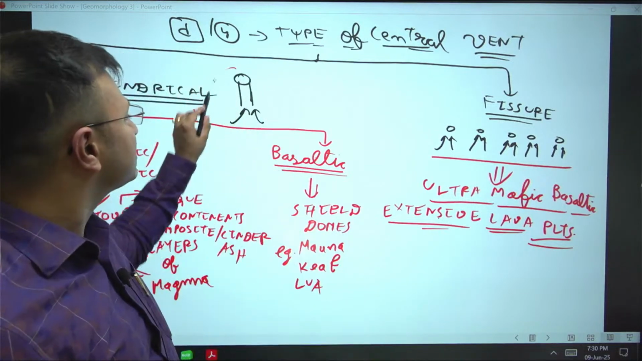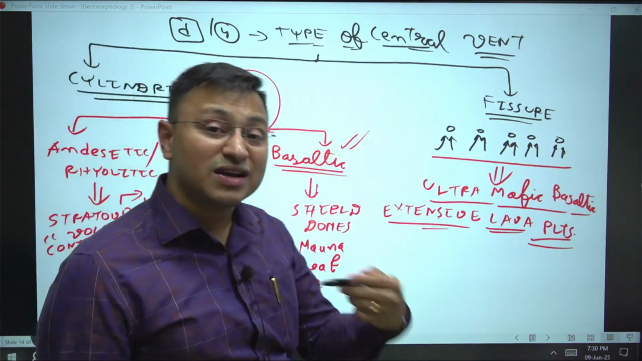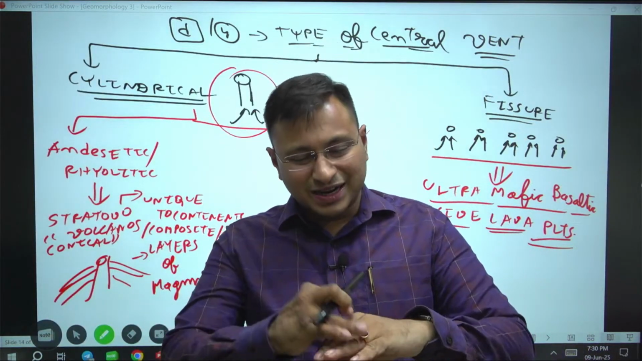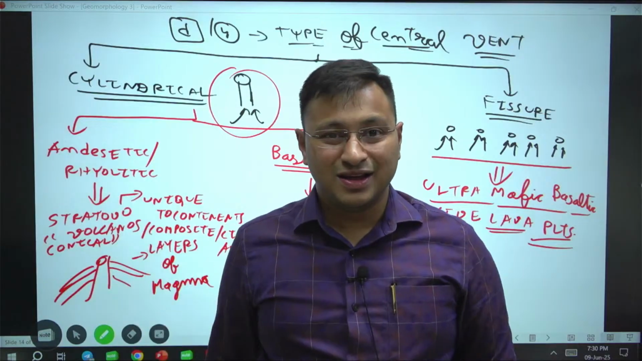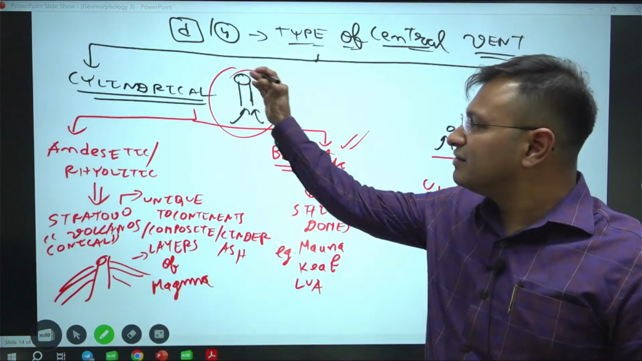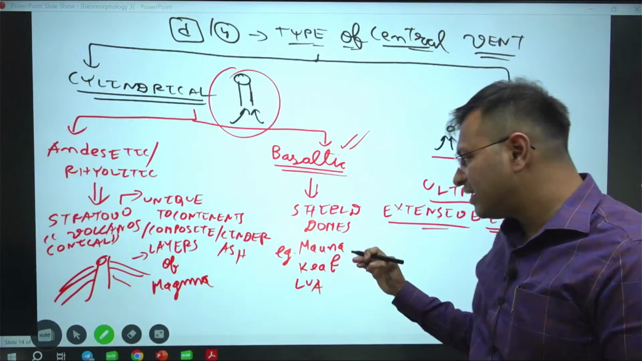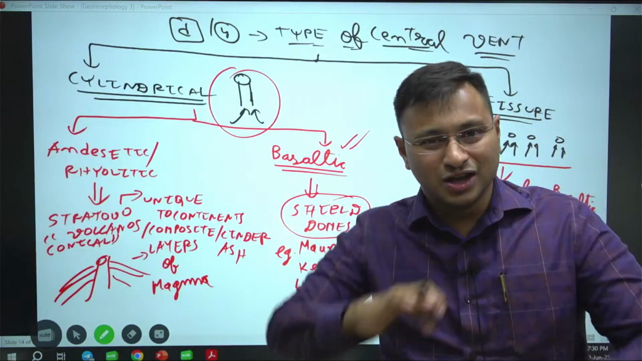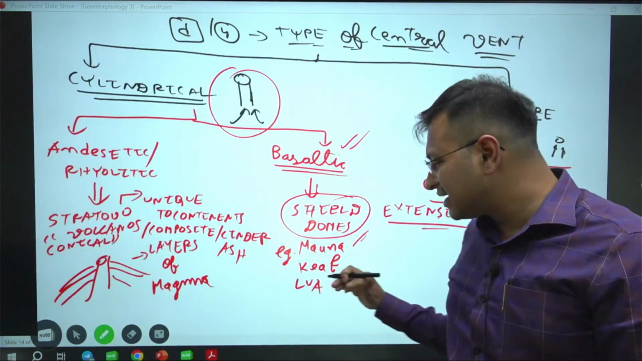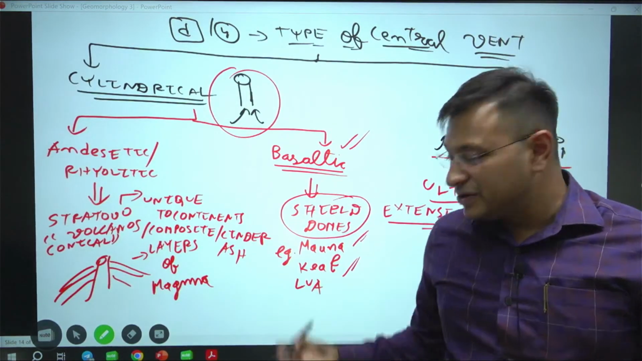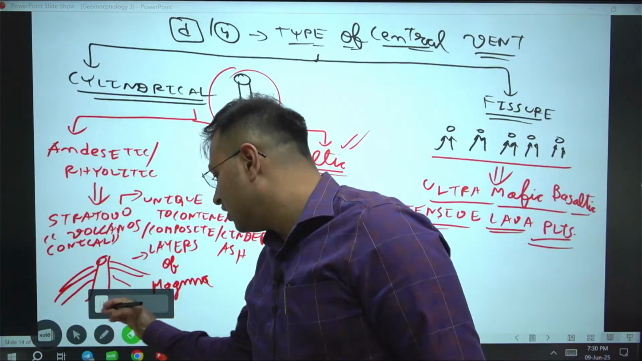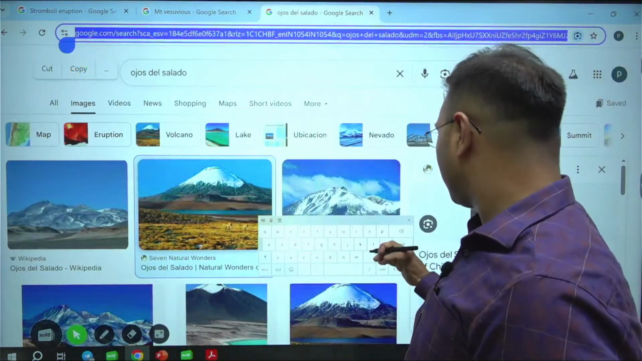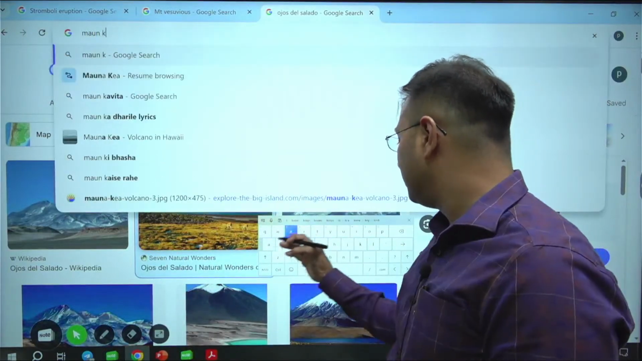But if you have central vent and you have basaltic eruptions, so basaltic magma, as you all know, has the tendency to spread. So in a cylindrical vent, if you have basaltic magma which is spreading, it can create what? It can create shield domes. So domal mountains. The most prominent example of this, the world's tallest peaks, Mauna Kea and Mauna Loa.